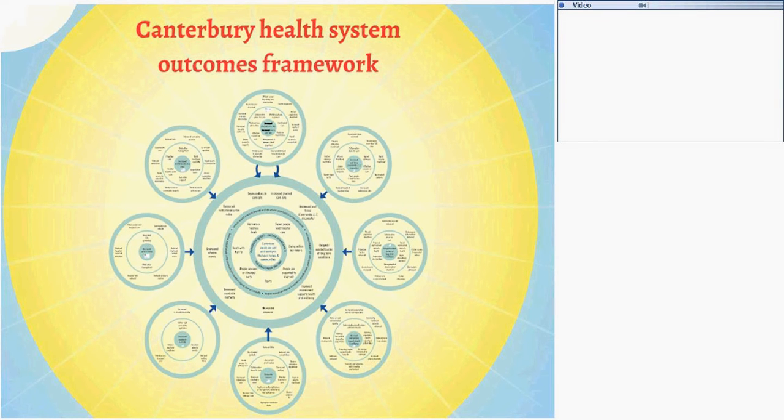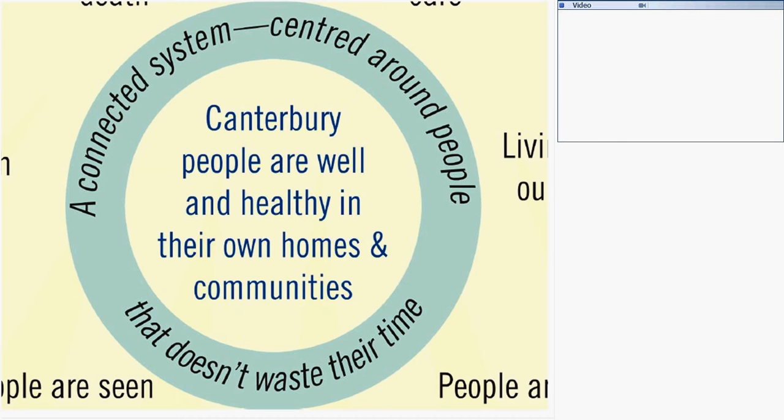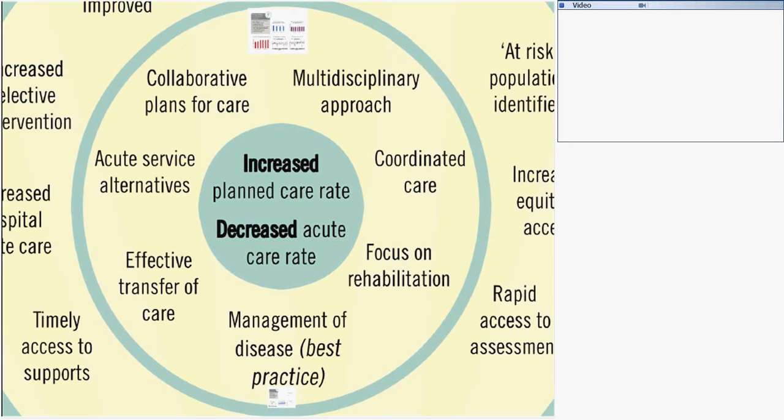I'm going to flick through a couple of slides here, and this was set up to be done on a Prezi, so it won't quite work the way intended, but you'll get just a wee bit of a sense. At the centre of that is Canterbury people are well and healthy in their own homes, and if you come back to that central vision I was touching on before, a connected system centred around people that aims not to waste their time.